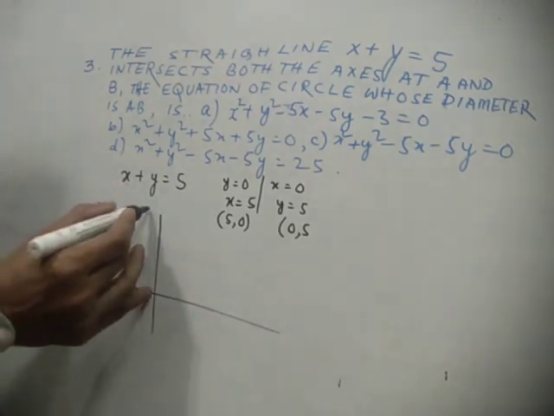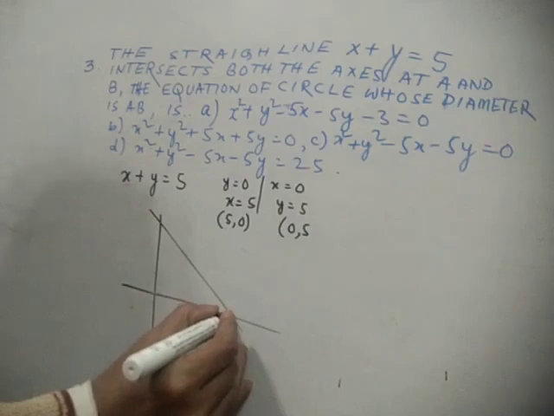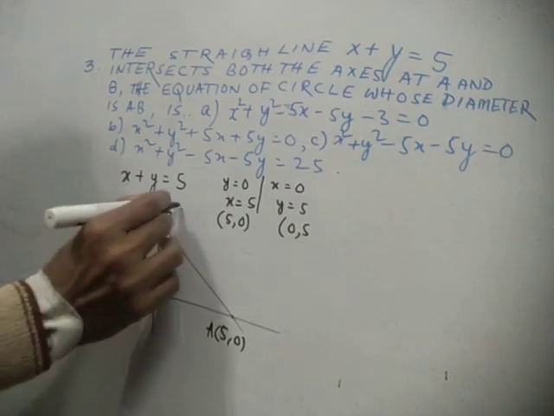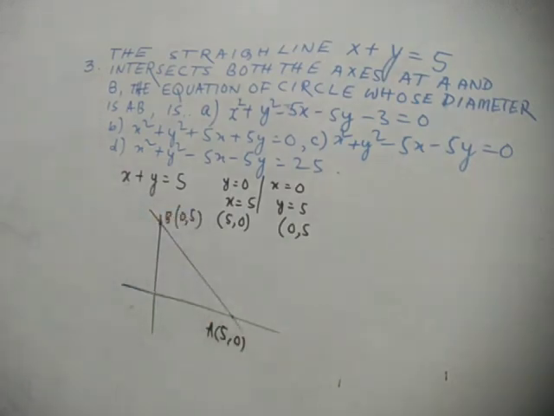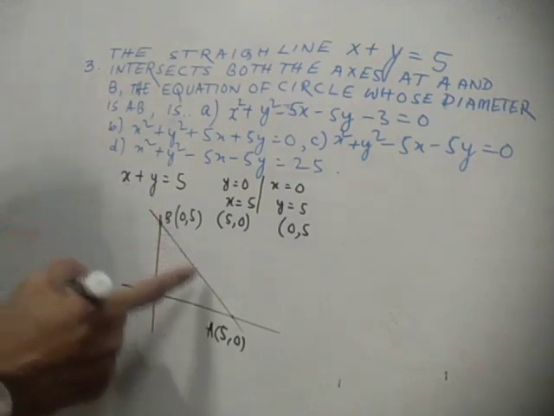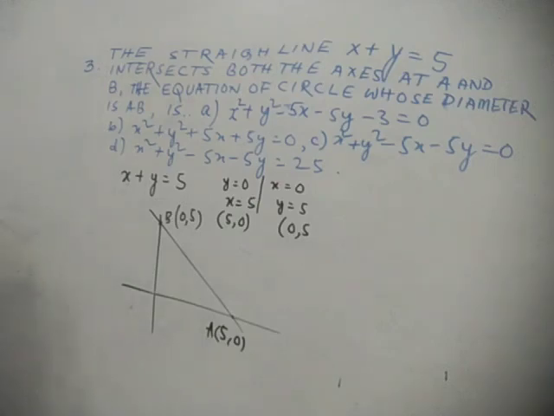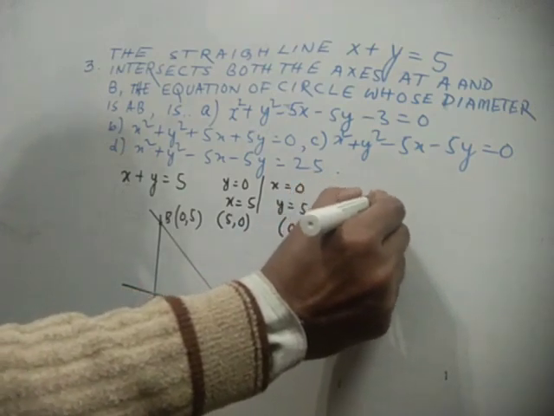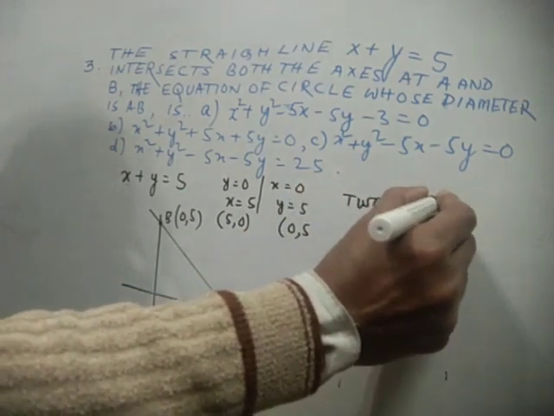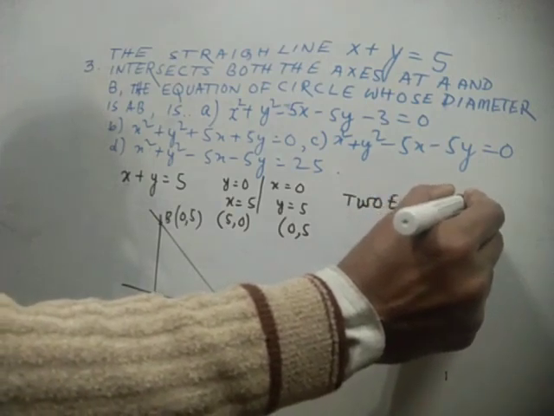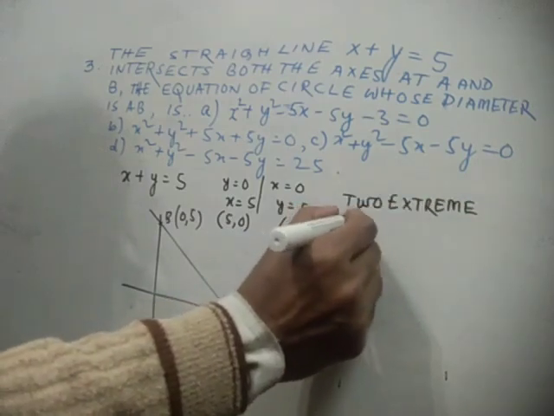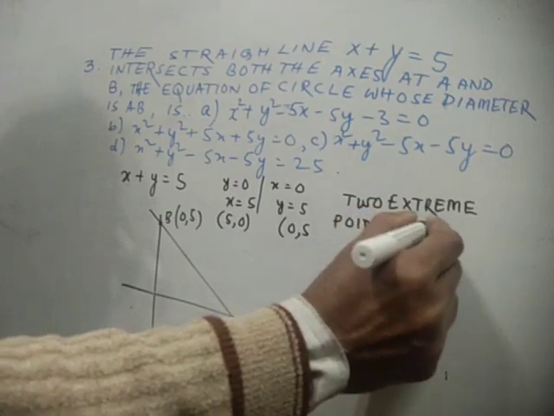Now if we draw the x-axis and y-axis, then that straight line x plus y equals 5 intersects the x-axis at A, 5, 0, and intersects the y-axis at point B, 0, 5. So now the line has AB as the intercept between the two axes, and this is the diameter of the circle. When two extreme points of a diameter are given for a circle, how do we find the equation of the circle?